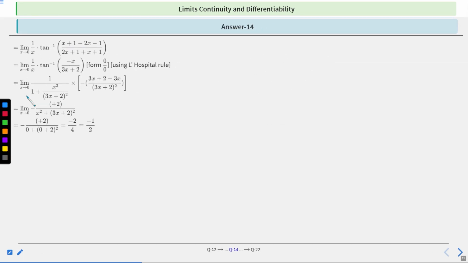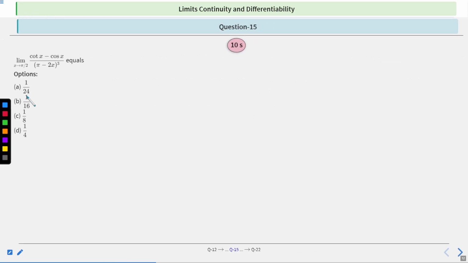Question number 15. It says we have to find the limit as x tends to pi by 2 of (cot x minus cos x) upon (pi minus 2x) cube. So you have 10 seconds to solve this question. After 10 seconds, we will discuss the solution.